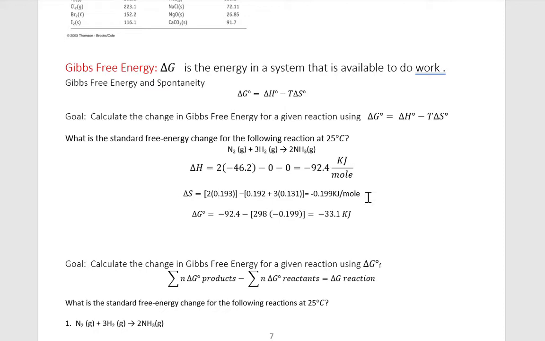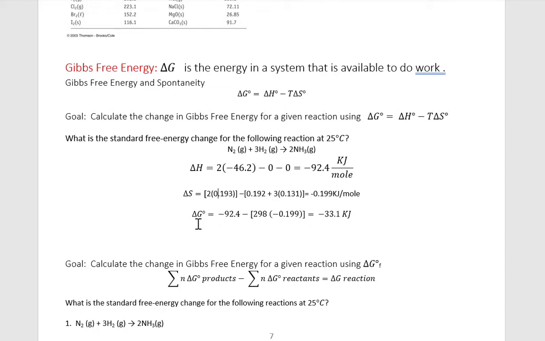And then we're just going to plug my delta S value and my delta H value into this formula right here. And so I get my change in Gibbs free energy as being my delta H, which is negative 92.4, that's that right there, minus my temperature. And my temperature, 25 degrees Celsius, is the same thing as 298 degrees Kelvin, and we got to work in Kelvin, times my entropy value, and I come up with a negative 33.1 kilojoules of delta G.